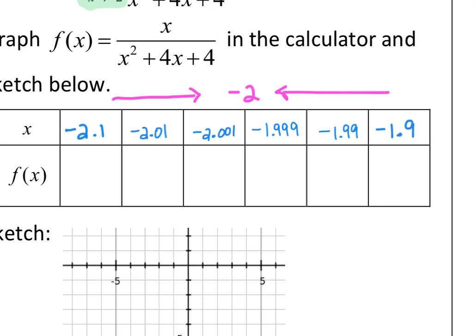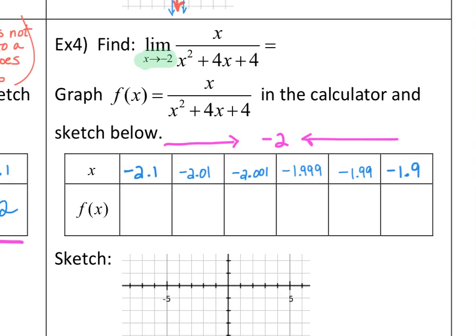So go ahead and pause the video. Make sure you get this function typed into your calculator. Make sure you change the table set to independent ask, and then fill in the y values. Pause the video and come back when you've got your y values filled in.